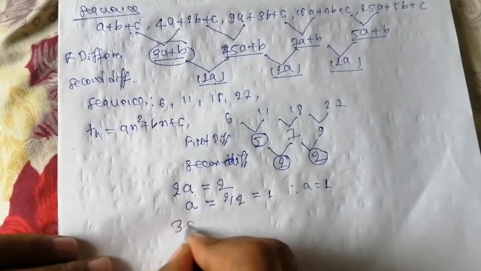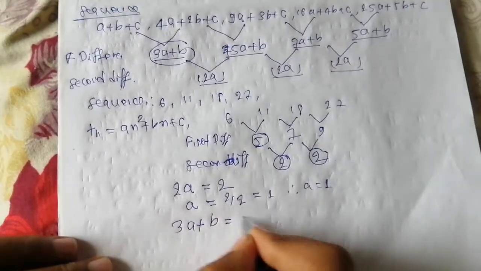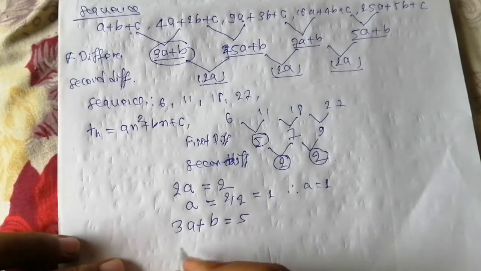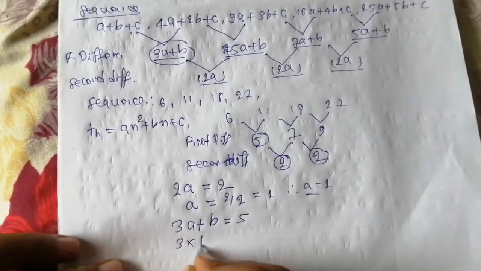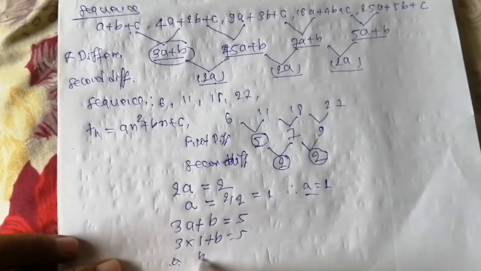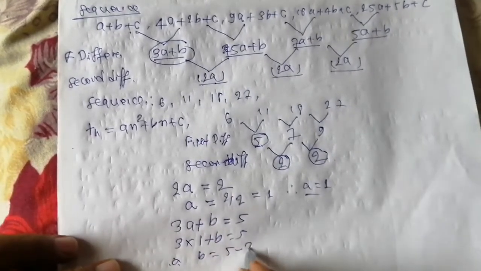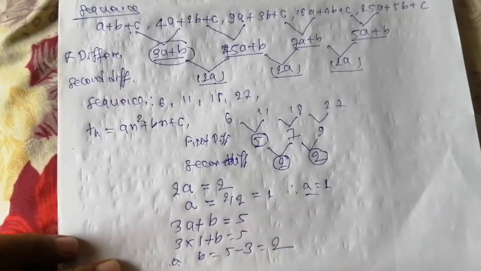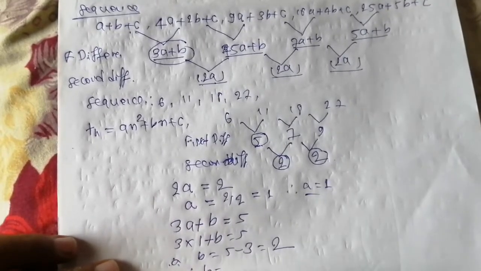So we can write here 3 plus b is equal to 5. Now put a is equal to 1. So 3 into 1 plus b is equal to 5. Therefore b is equal to 5 minus 3, that will give you 2. Therefore b is equal to 2.